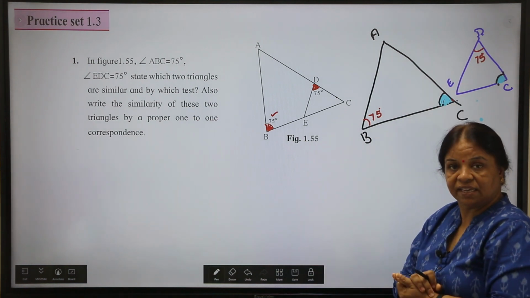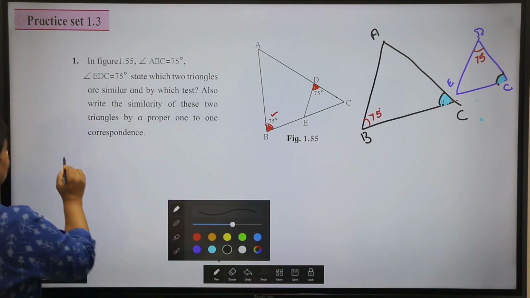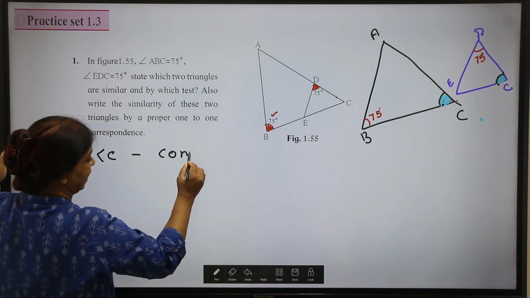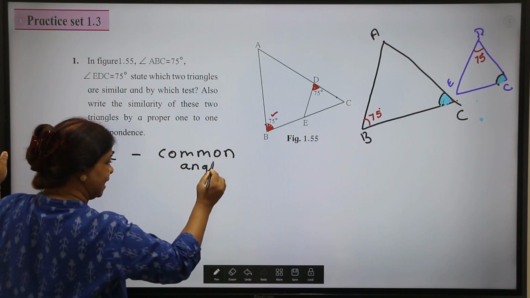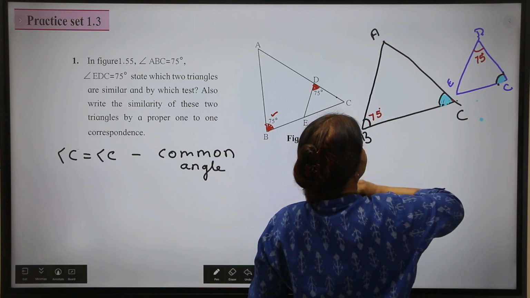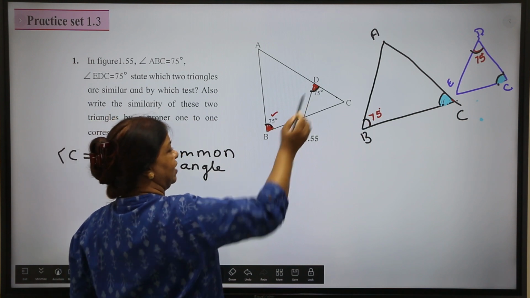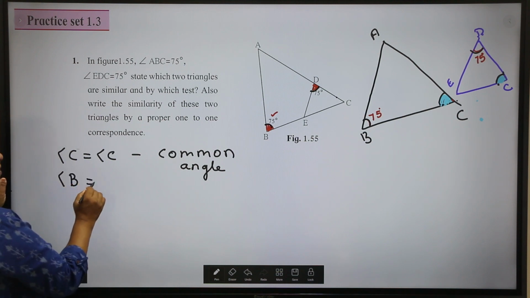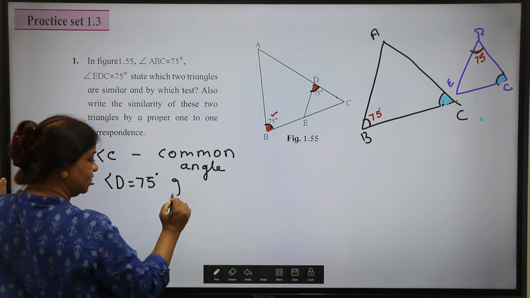So angle C is equal to angle C, children? Yes? We can say yes. So we can say angle C is equal to angle C, and reason for this is common angle. Common means they completely overlap each other. What else is equal in this two triangle? See. Angle B is 75 degree and angle D is also 75 degree. So we can say angle B is equal to angle D is equal to 75 degree, and it is given.